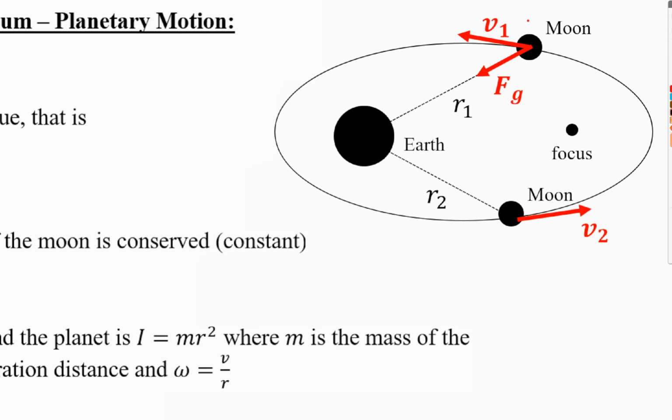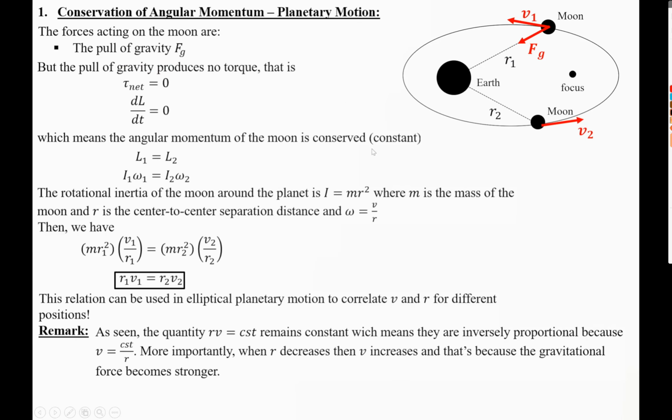Let me say that this is point A and that's point B. As the moon is moving from A to B, R decreases, and we expect that the moon will be moving faster whenever it becomes closer to the Earth. This can be seen from the conserved quantity RV equal to constant. Moreover, you can understand it because the gravitational pull becomes stronger. Okay, so using this relation, we can study the variation of R and V together.